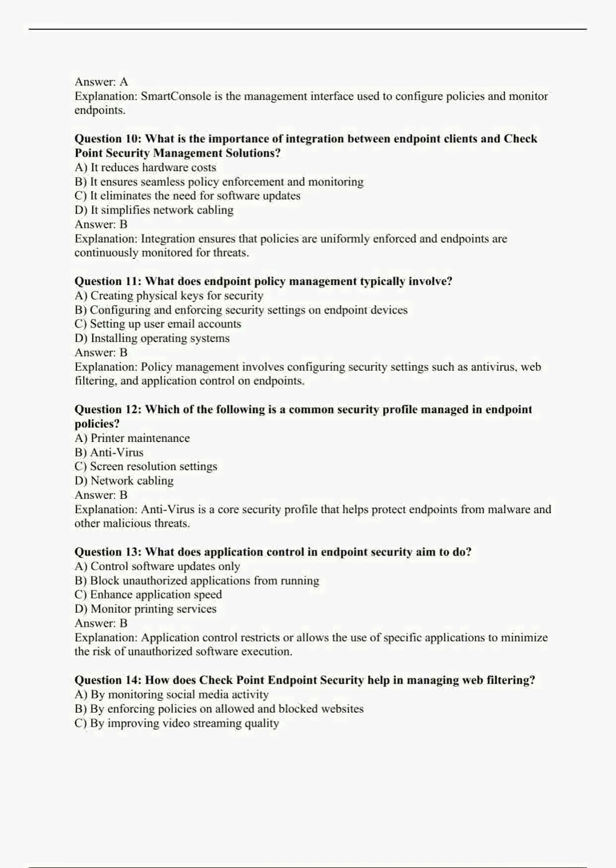Question 13. What does application control in endpoint security aim to do? A. Control software updates only. B. Block unauthorized applications from running. C. Enhance application speed. D. Monitor printing services. Answer B. Explanation. Application control restricts or allows the use of specific applications to minimize the risk of unauthorized software execution.